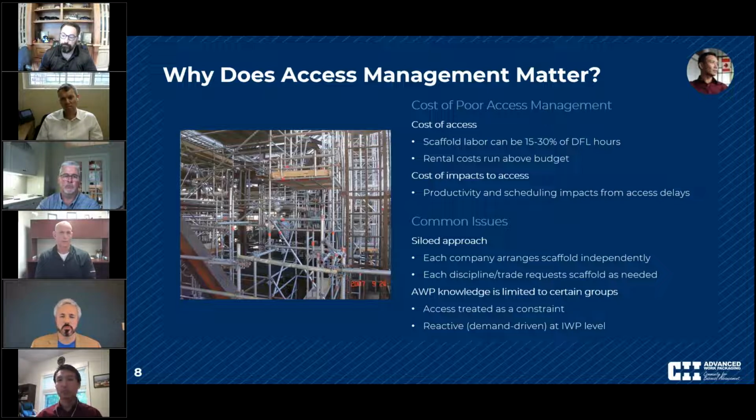Rather than treating scaffolding as something to be looked at in the moment of planning, we can push that way further up in the project cycle, and we'll talk about that as part of this presentation. That means taking us out of the reactive or demand-driven mindset that we often think of scaffold and access management in, and taking access management to a proactive mindset. Next slide, please.